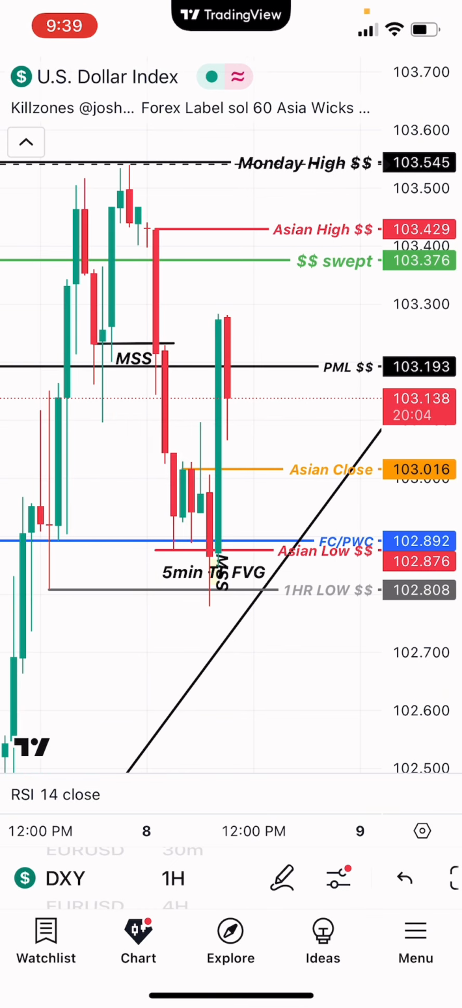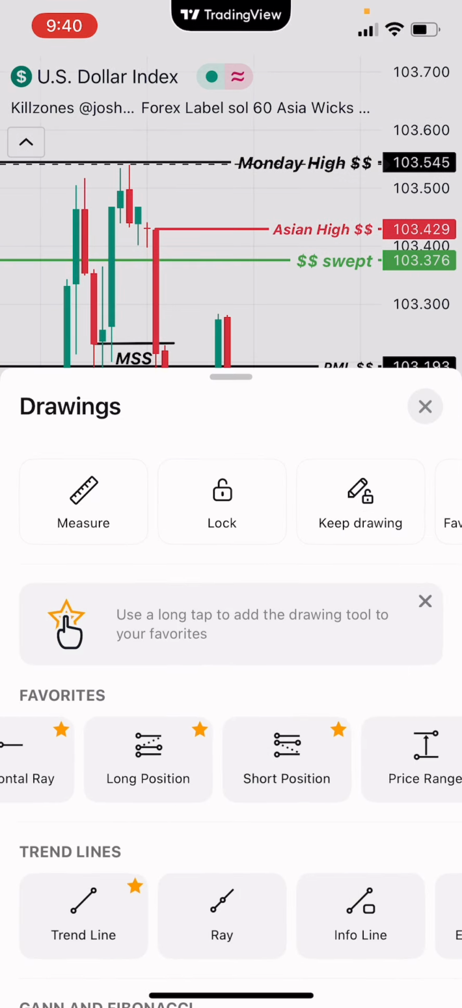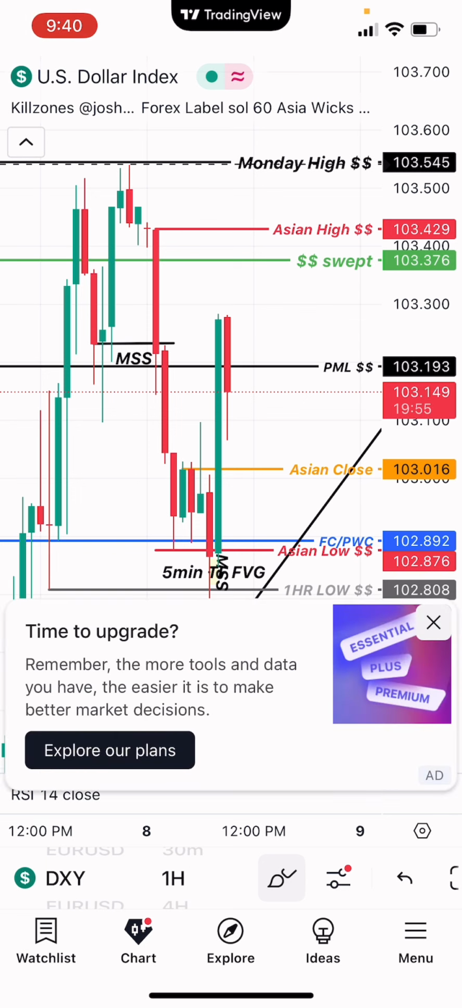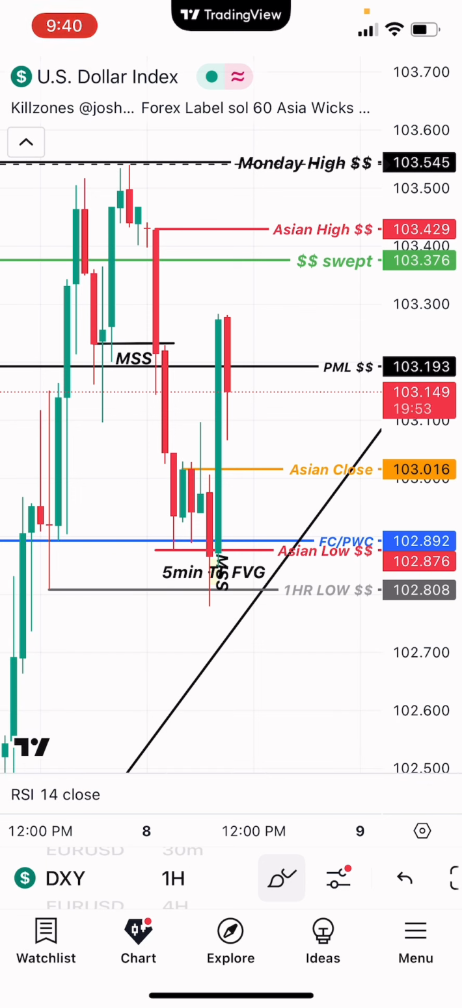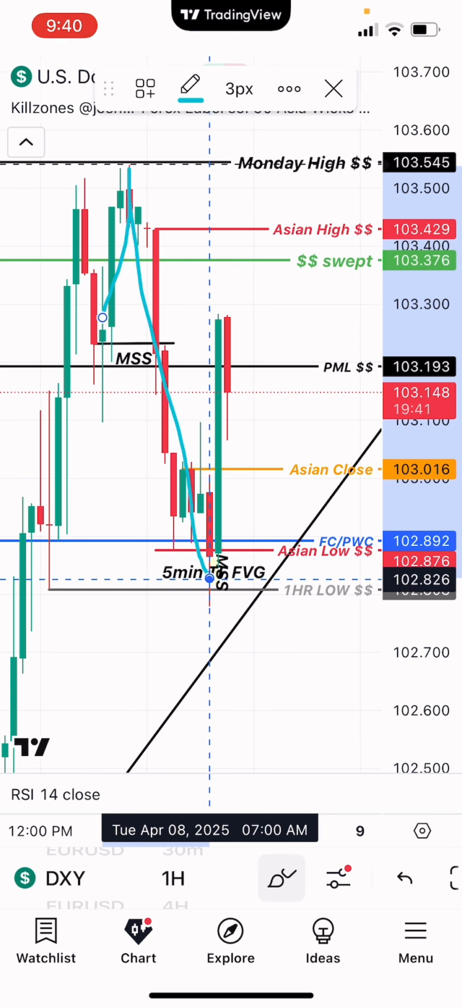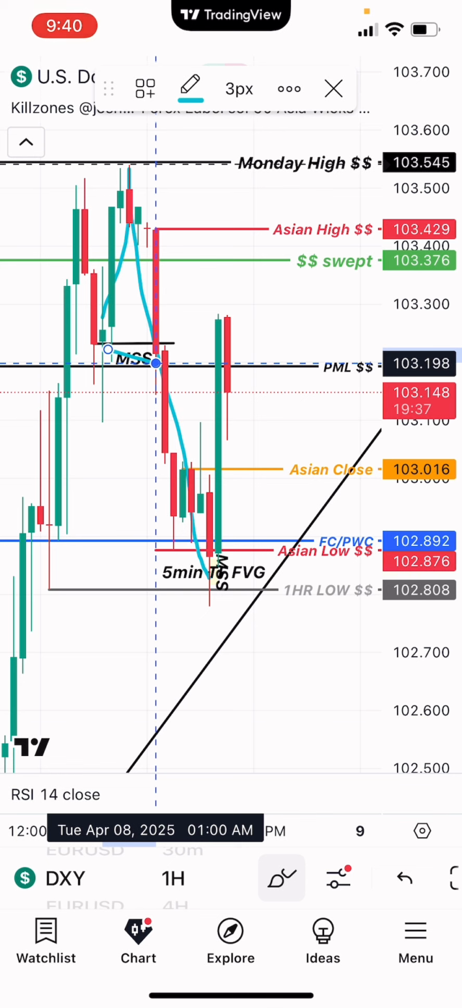So after marking all these points of interest, I saw that during the Asian session, price had a shift in structure after making a move up before the Asian session. Price broke shift structure, confirming we are bearish.